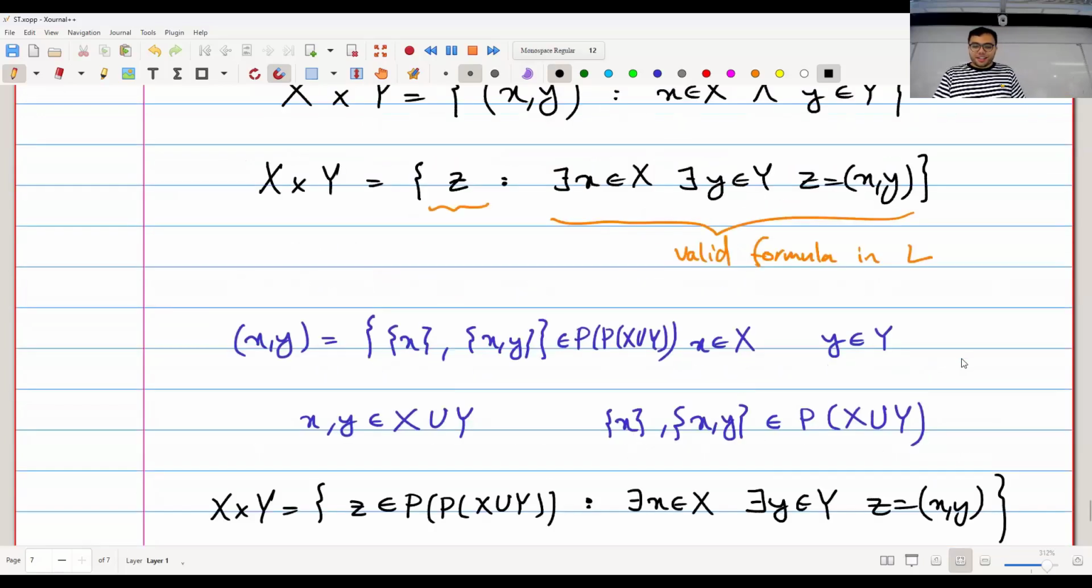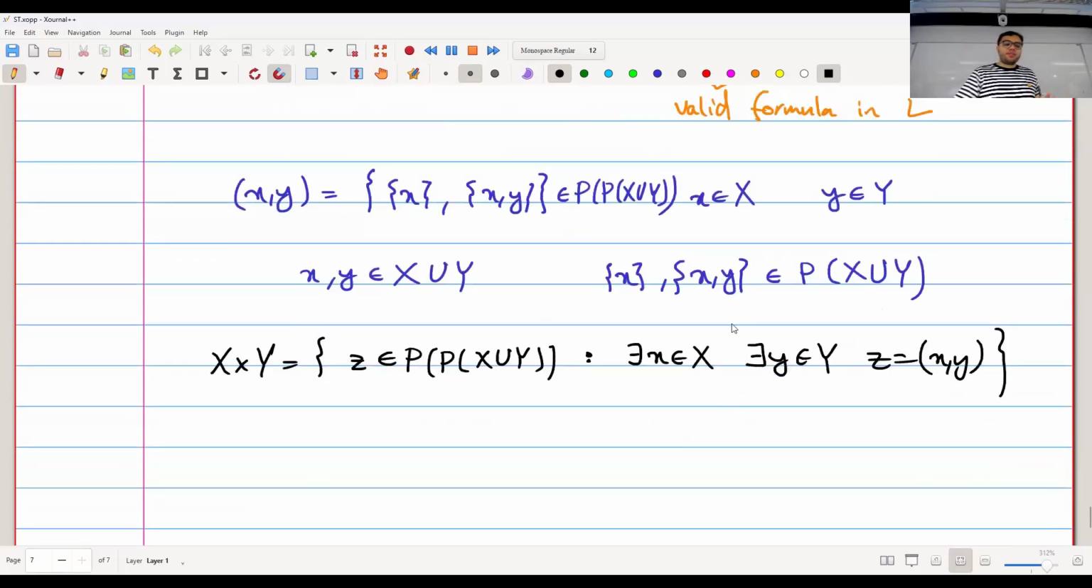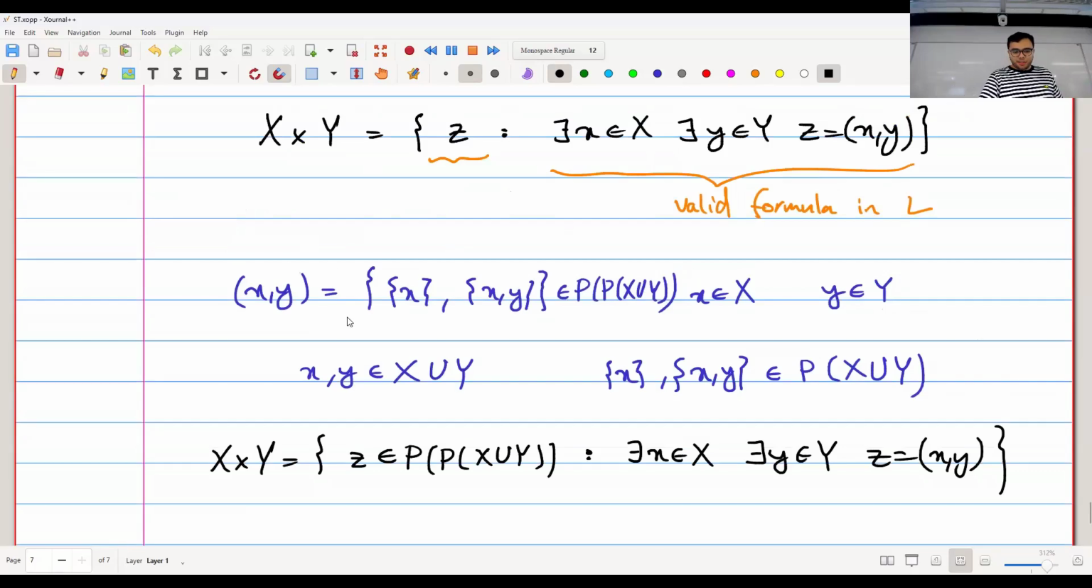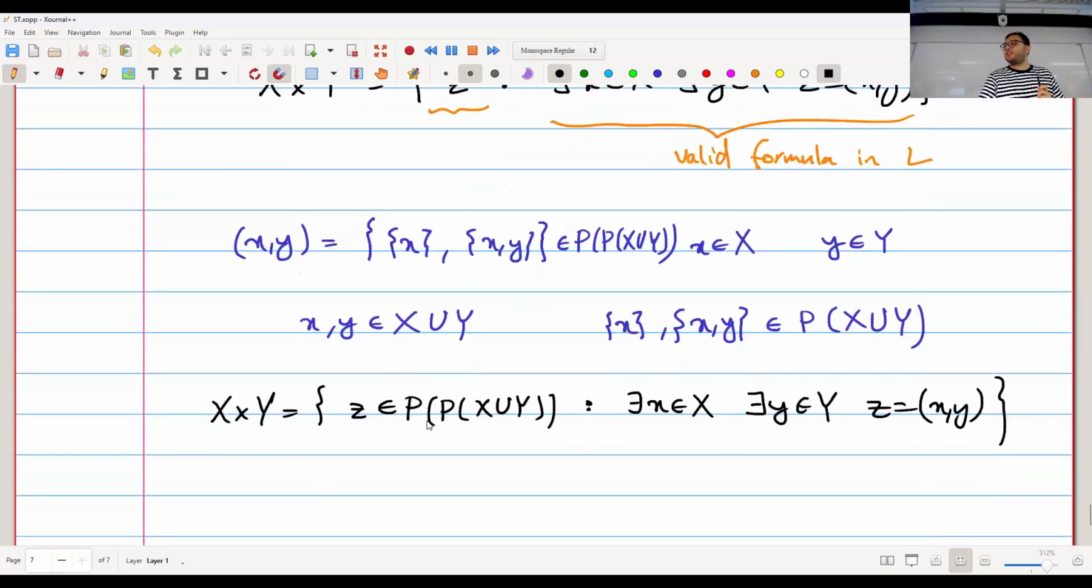Okay. And again, very weirdly, in order to define Cartesian product, we didn't just need the definition of an ordered pair, which we already had much before. We also needed the definition of comprehension. So we needed the axiom of comprehension and the axiom of powers.